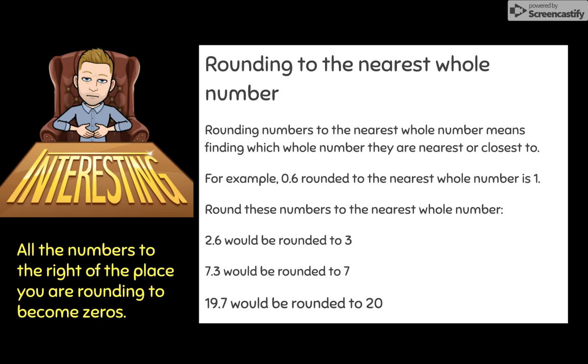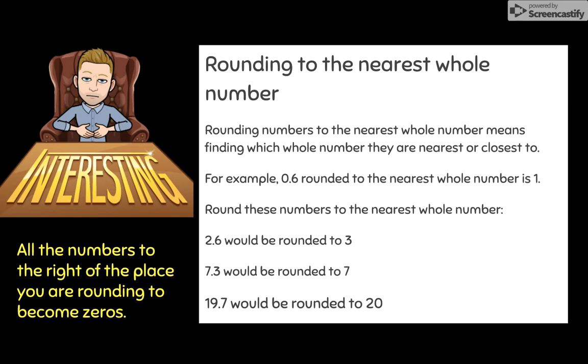Round these numbers to the nearest whole number. So, 2.6 to the nearest whole number. Look at the tenths column. Is that closest to 2 or 3? It's closer to 3, so we'd round 2.6 to 3. Let's check out 7.3. Look at the tenths column. Is 3/10 closest to 7 or 8? It's closest to 7, so we'd round 7.3 down to 7.